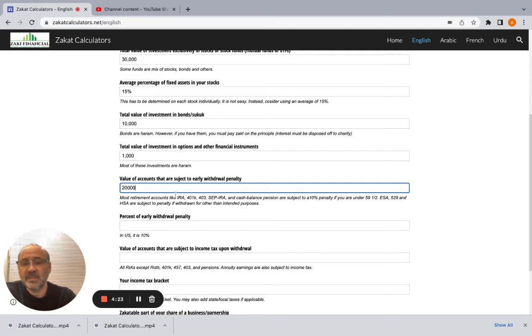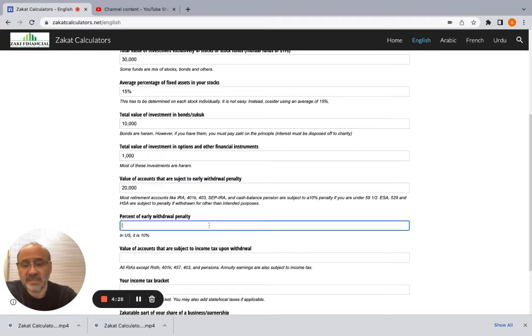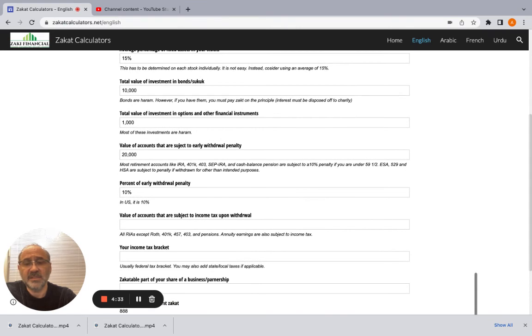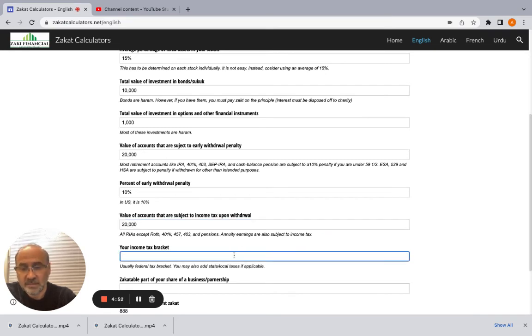All right. So the value of accounts that are subject to early withdrawal penalty, and how much is the penalty? In the US, it's 10%. All right. But I made it flexible here because you could be in a different country where there's no penalty or a higher penalty. What is the value of the accounts that are subject to income tax? As we mentioned, the retirement account is not taxed yet. So if you take it out now, there is $20,000 in retirement account, and let's say your tax bracket right now is 30%. All right.